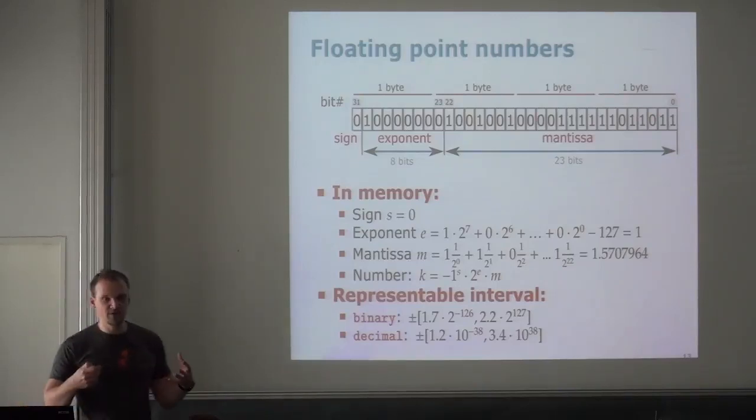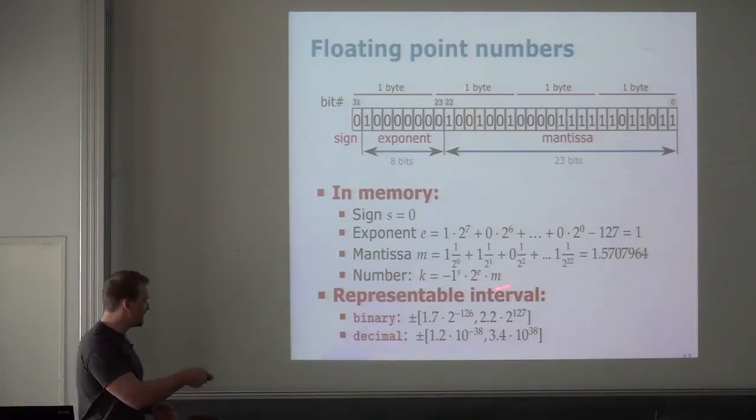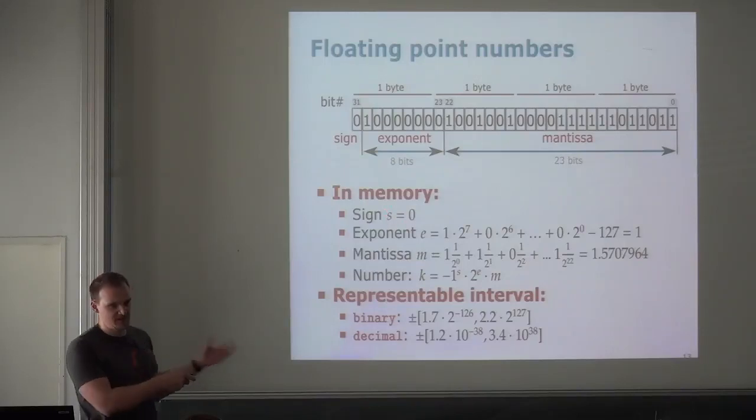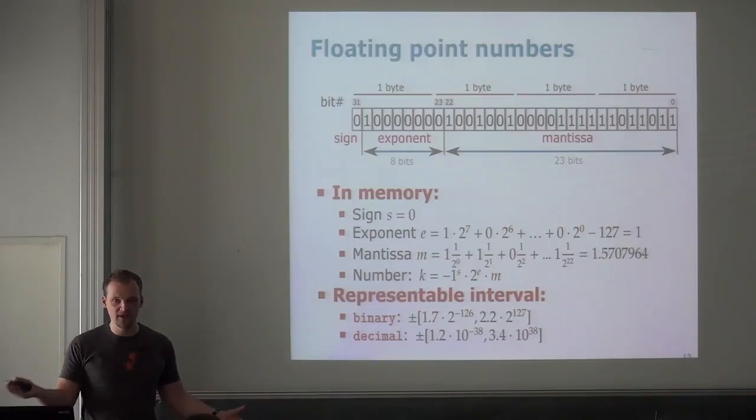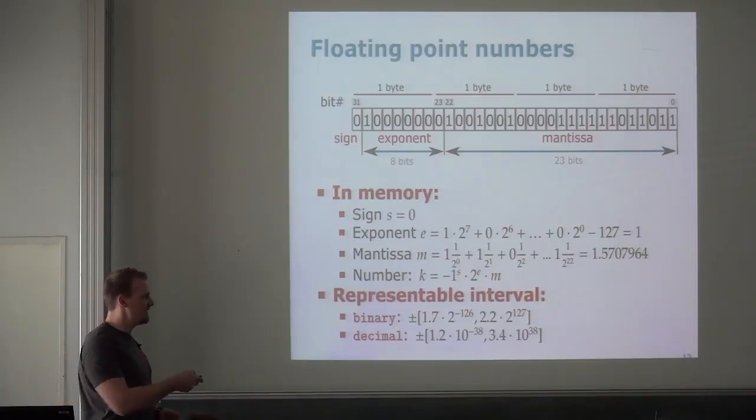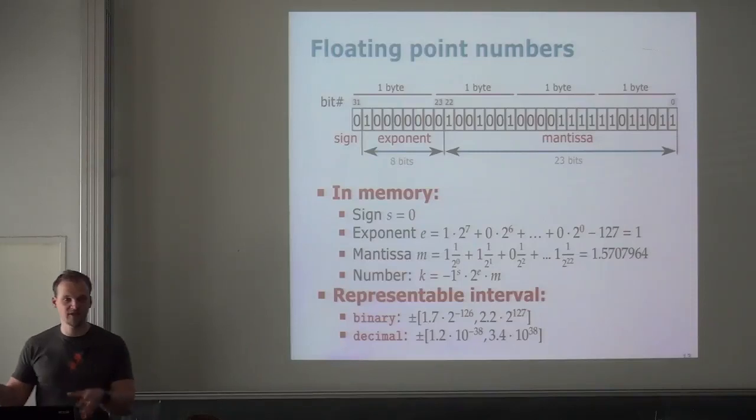And then to compute the number itself, we use this formula. So our k would be our number. We have -1 to the power of the sign, so when it's 0, it's positive, and when it's 1, it's negative. Then 2 to the power of the exponent, so that's the way we make our numbers big. And then we multiply by a mantissa, which is one constant that makes it rational.